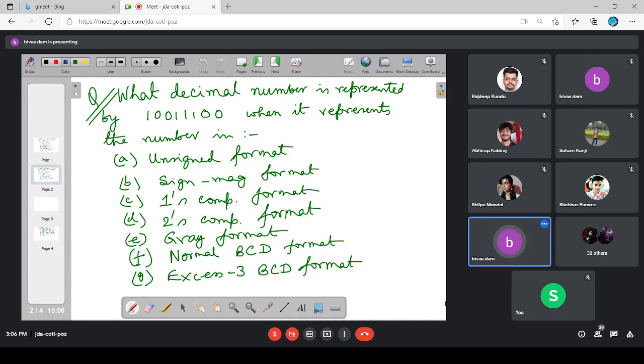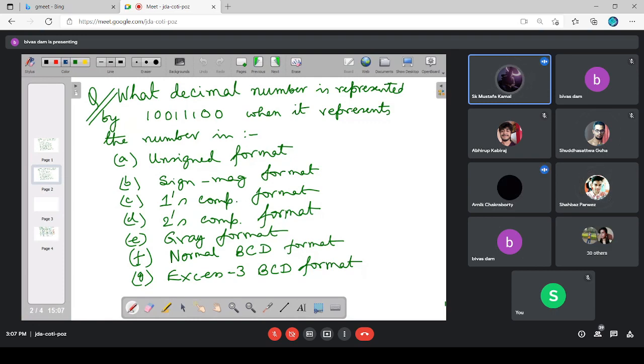What's the answer for A? So 156. Sorry, yeah, 156. What about B? Minus 28. Minus 28, yeah.